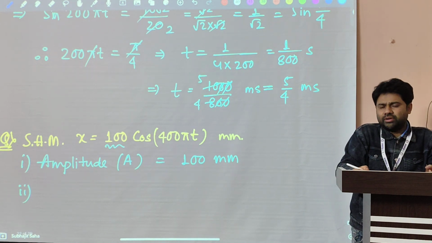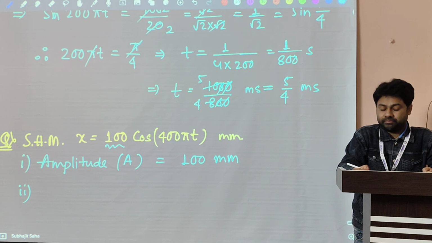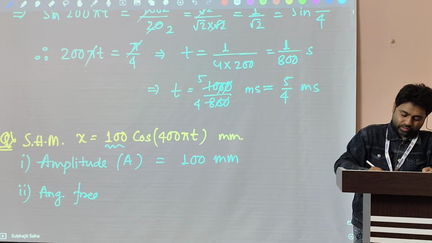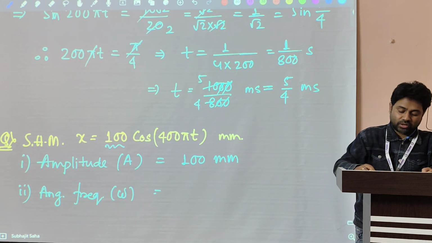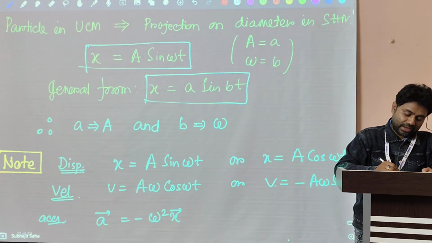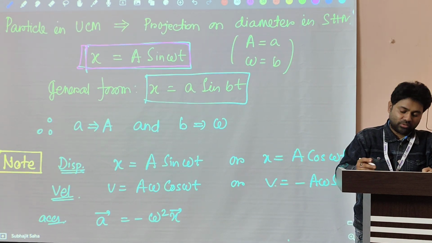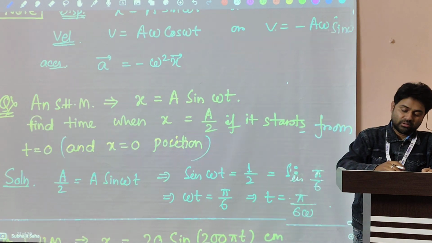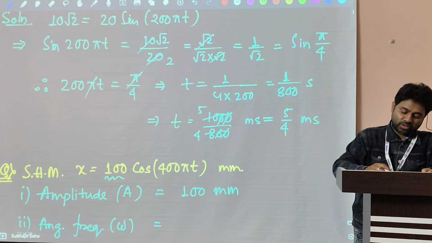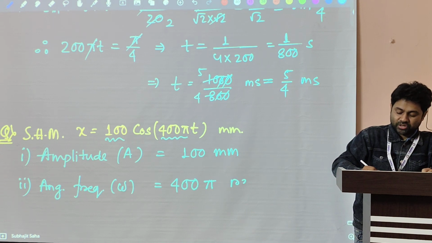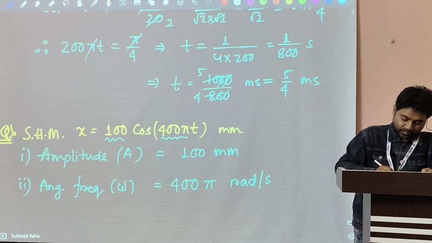What will be angular frequency of this SHM? That is omega. You can take a direct look at the general form here. x equal to A sine omega t is now our general form of simple harmonic motion. So multiplied to t would be the omega. So in this question, multiplied to t is 400 pi. So angular frequency would be 400 pi. Unit radian per second, SI unit as it is.